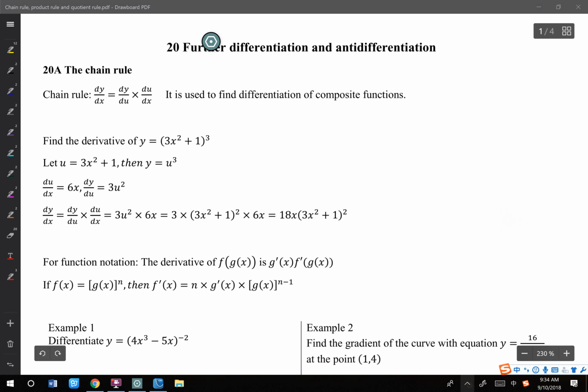Okay, the first one we'll learn is chain rule, and chain rule is in the textbook. That's 20A. Any of 20A, 20B, 20C, you can use those three exercises for homework. You can do the practice in the textbook.